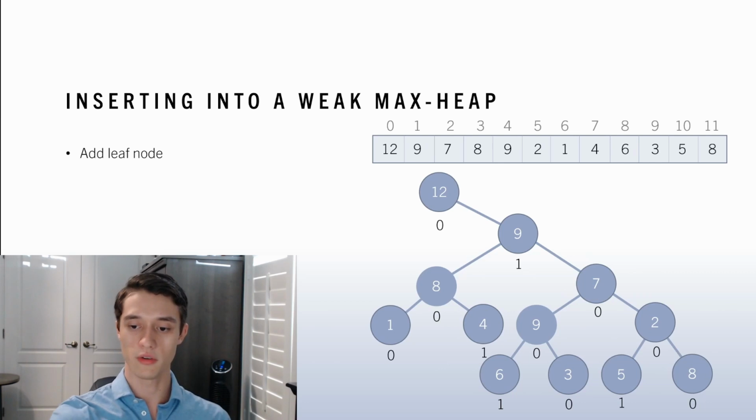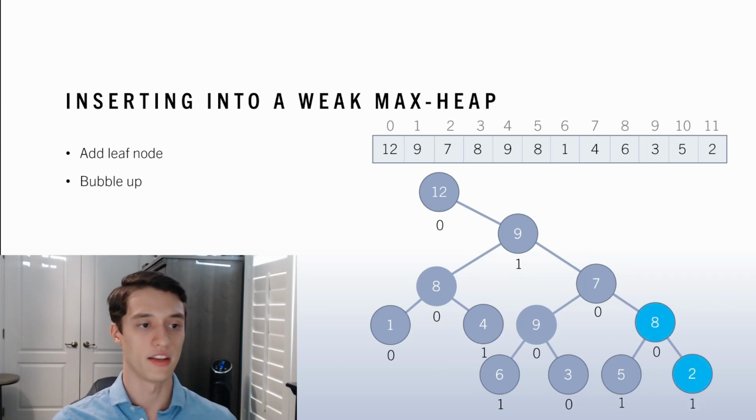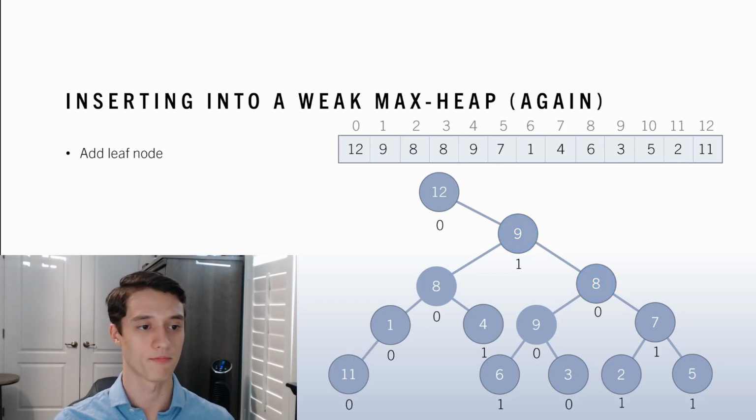To insert into a weak heap, we're going to add a leaf node. We did right there. We added the 8 down there. And what we're basically going to do is just bubble up, right? So the 8 and 2 are going to swap, 7 and 8 are going to swap, 8 and 9 are not going to swap actually, and that's all we're going to do here.